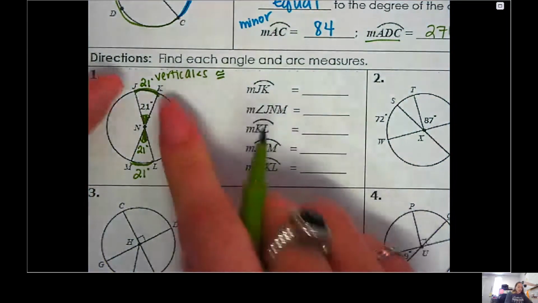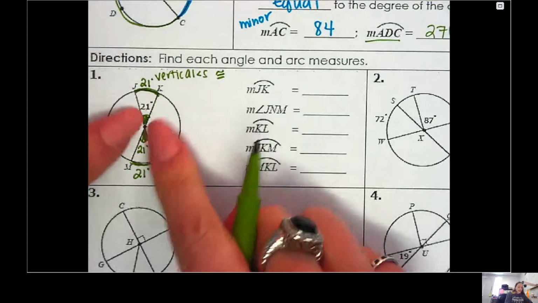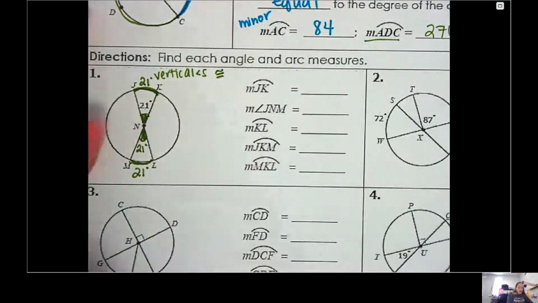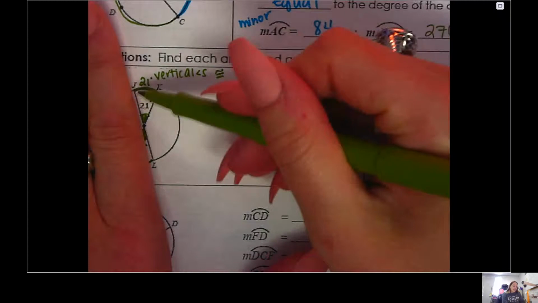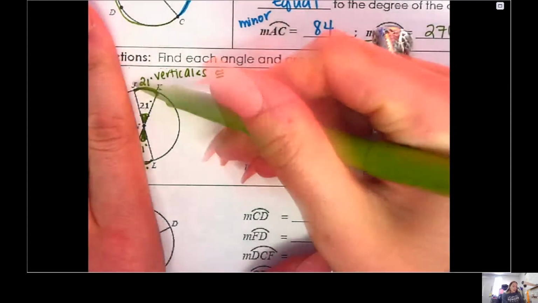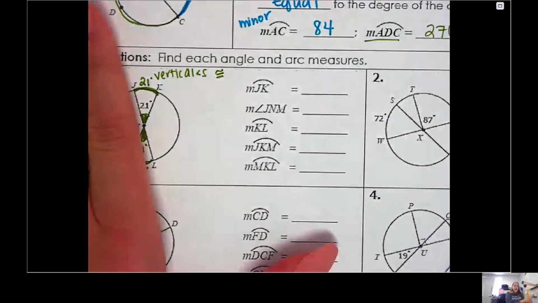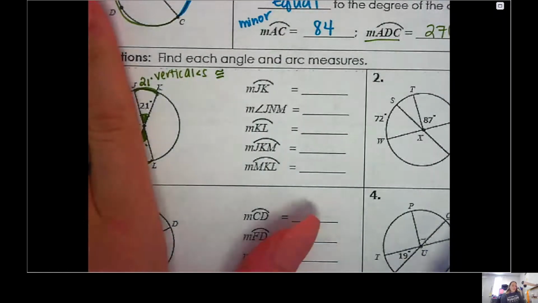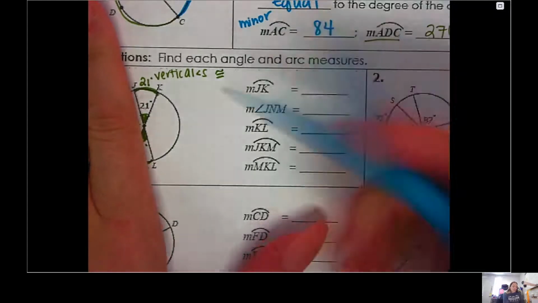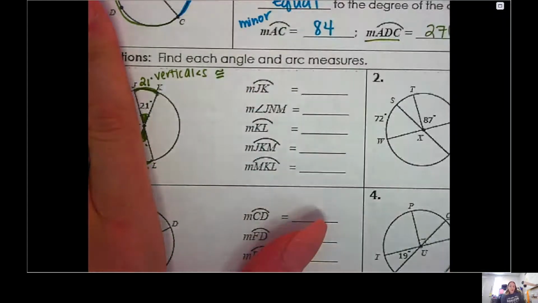These are the radii that make up the circle. I also see that there's a line from J to L, and this goes all the way through the center of the circle. This piece from J to L is called the diameter, and it essentially puts my circle in half. So half of a circle is a straight line, which should be 180 degrees.